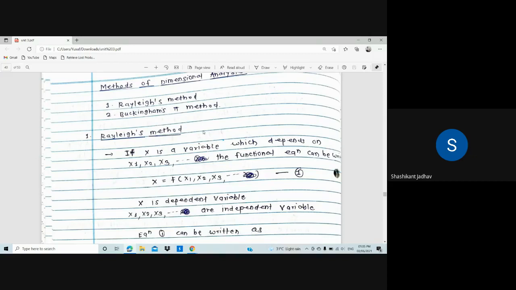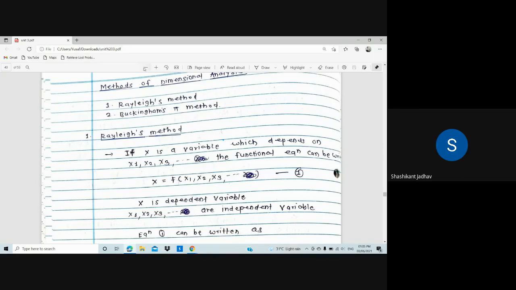There are two methods: Rayleigh's method and Buckingham's pi method. Okay, so write down the two methods. First method, Rayleigh's method, and second, Buckingham's pi method. So now we have to discuss the first method, that is Rayleigh's method.